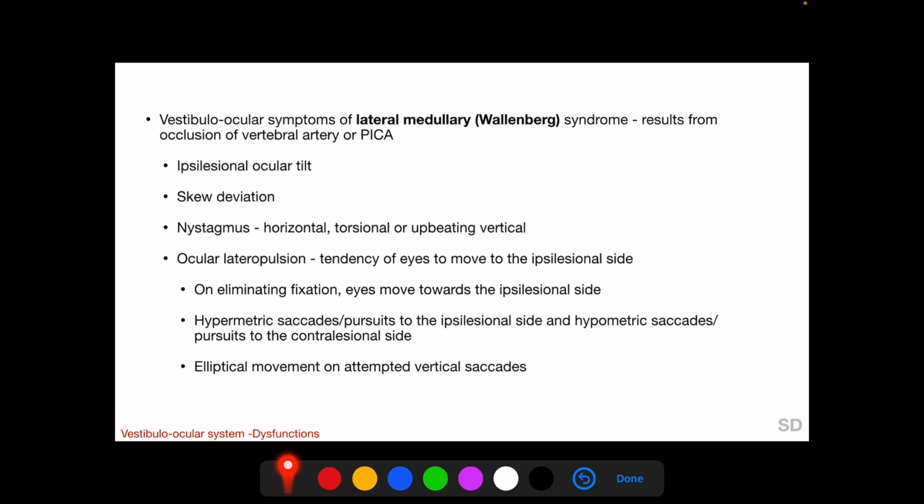Another feature of lateral medullary syndrome is ocular lateropulsion, that is a tendency of the eyes to move towards the ipsilesional side, and ocular lateropulsion is characterized by movement of the eyes towards the ipsilesional side on eliminating fixation. Saccades and pursuits to the ipsilesional side are hypermetric, that is, they overshoot the target, and those towards the contralesional side are hypometric, that is, they fall short of the target. And on attempted vertical saccades, the movement of the eyes becomes elliptical.